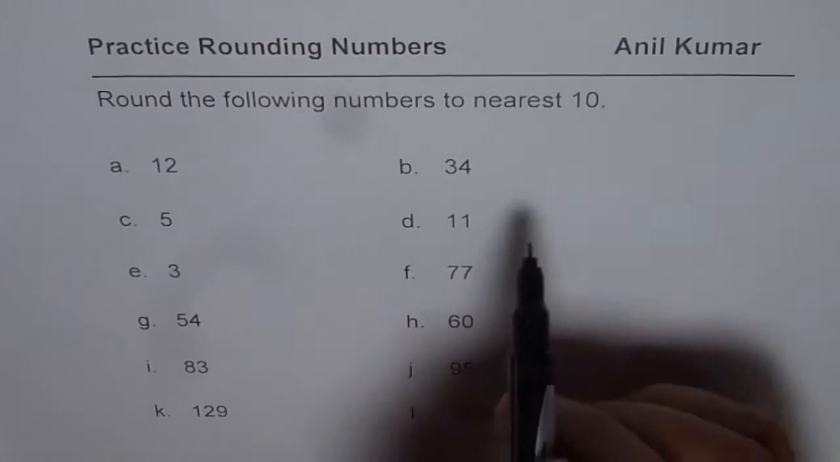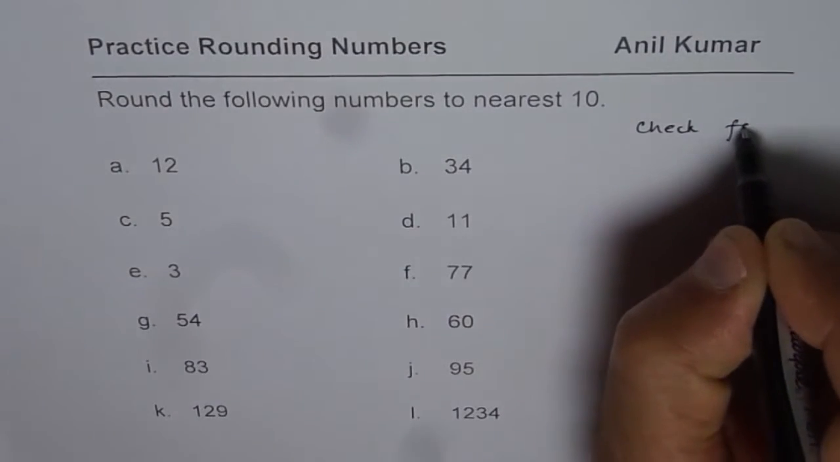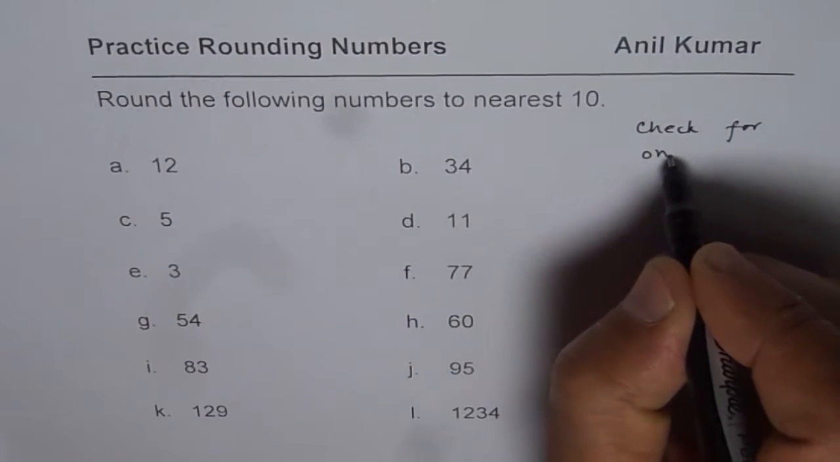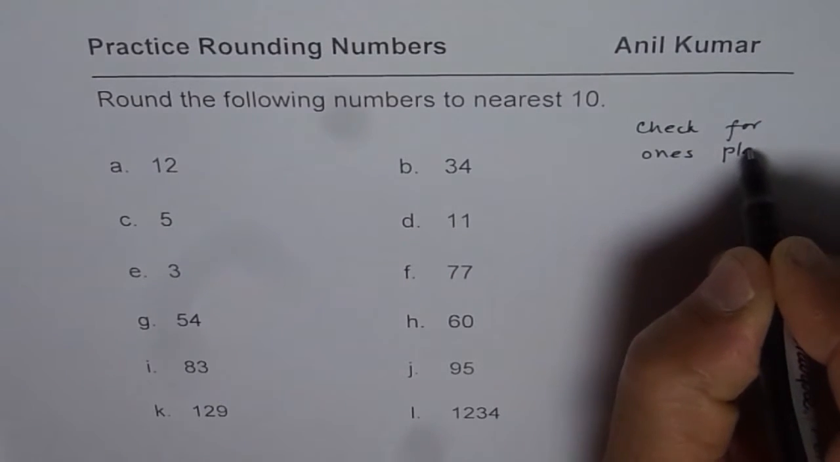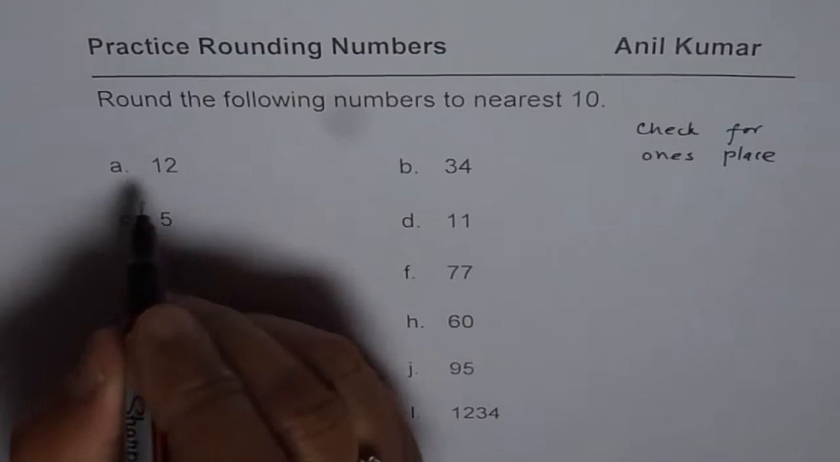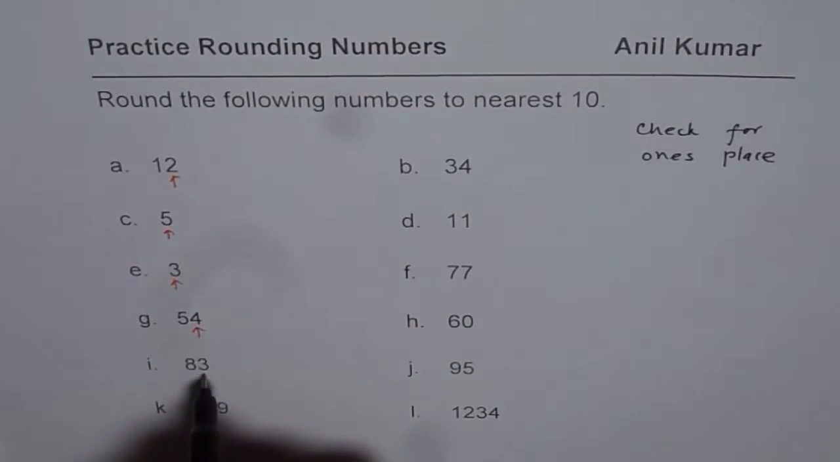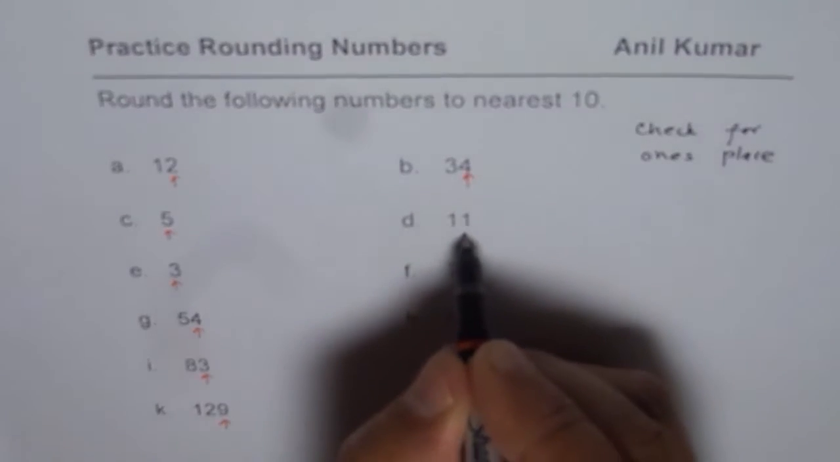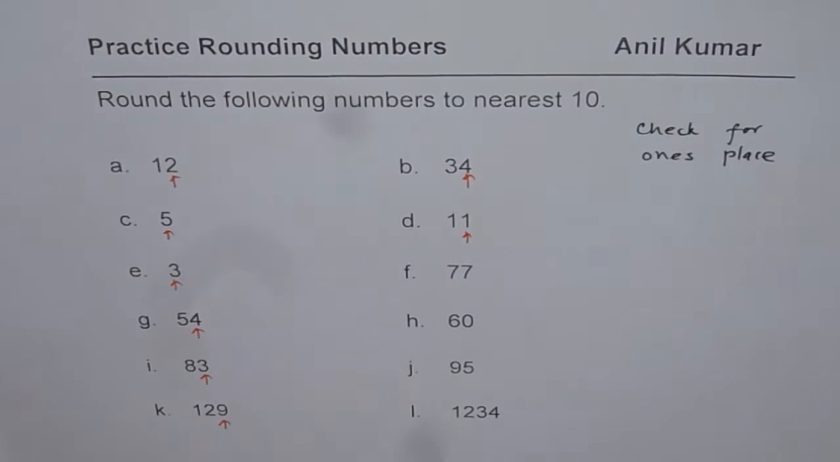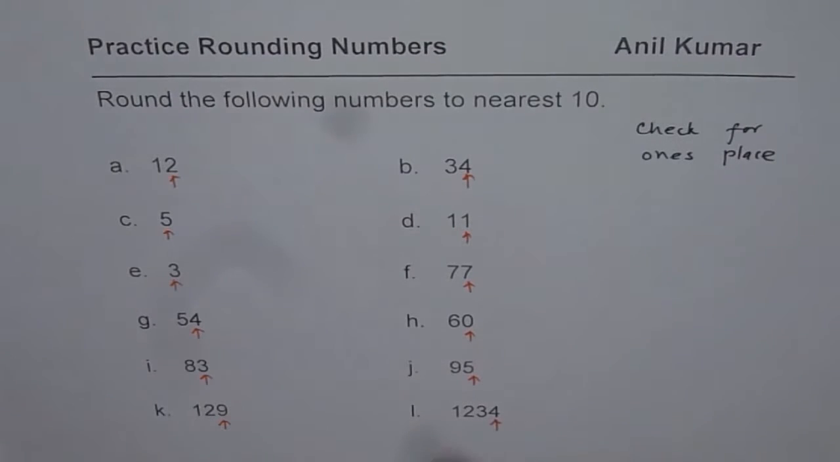Rounding to the nearest 10 means you should check for which place? Check the ones place, right? Ones place. So let me mark the ones places. This is the ones place, this is the ones place, and so on. The rightmost is the ones place, correct? That is tens, right? So these are ones places. Let me just mark all these ones places, correct?